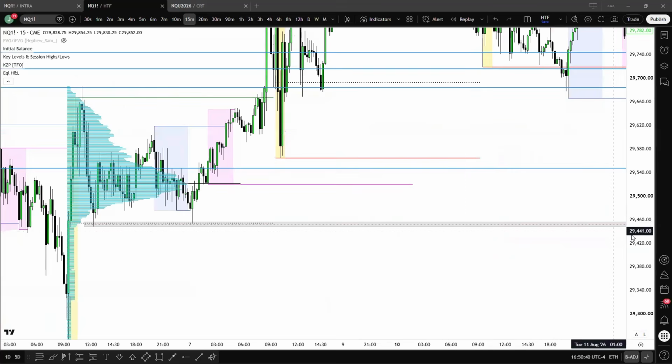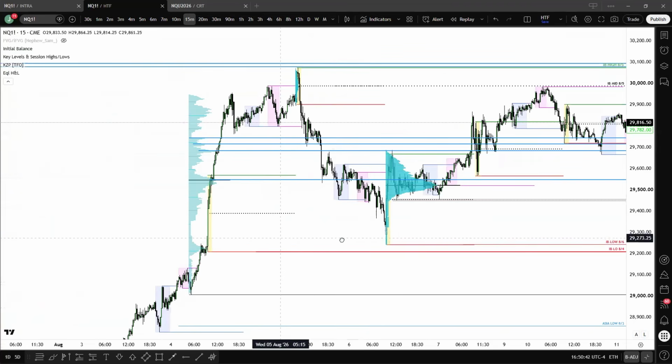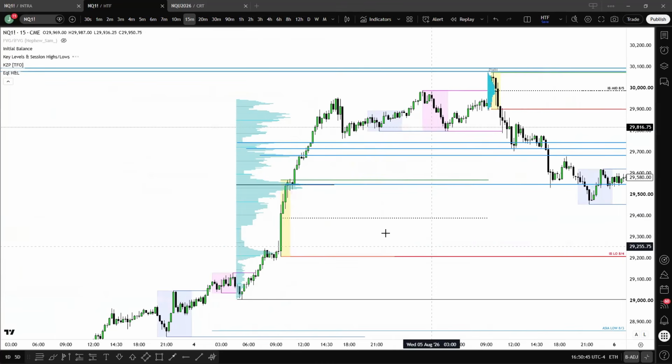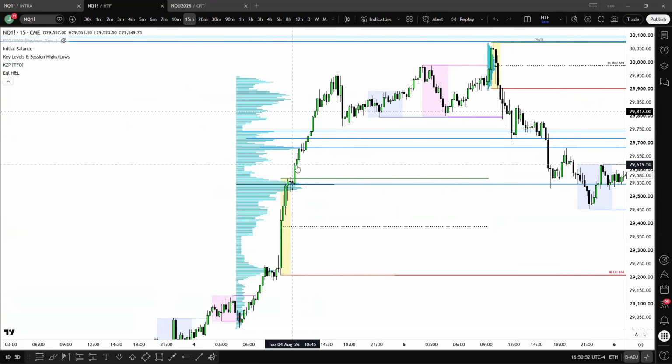But the whole idea is that after 11 o'clock, if you break outside the initial balance high or low, and you break above and expand with a fair value gap, that's the most important thing. We need to close on a 15-minute with expansion. Fair value gaps and displacement are everything in trading. Without displacement, there is no bias, there is no trade, because displacement shows institutional intention. Without institutional intention, I have no interest in the trade.